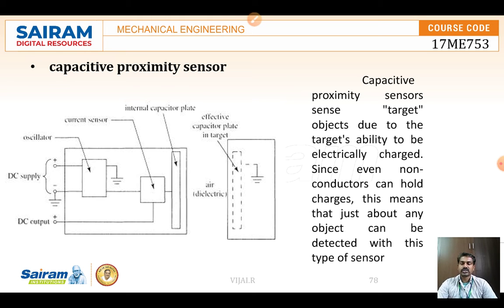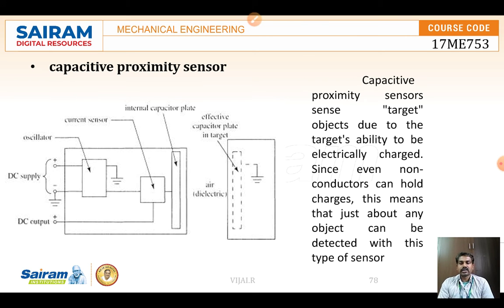The current sensor, here there is a current sensor for it, and then a capacitor plate. Normally capacitor plates are two positive and negative plates, or cathode and anode plates. The electrodes in the capacitor get charged to keep the plates charged, right? So a capacitive proximity sensor senses the target object due to the target's ability to be electrically charged.